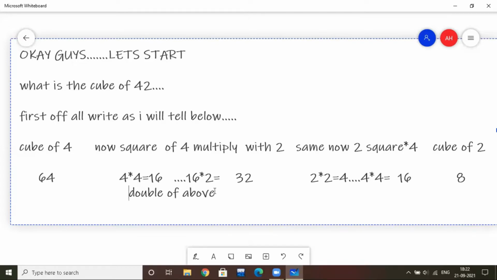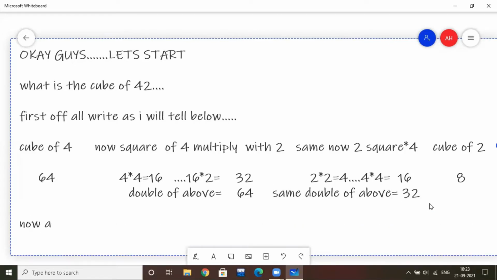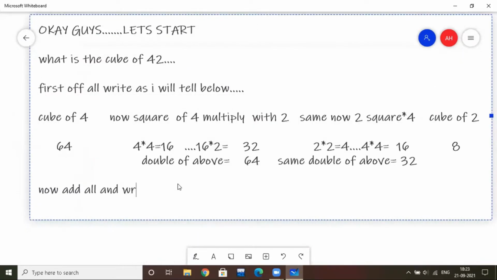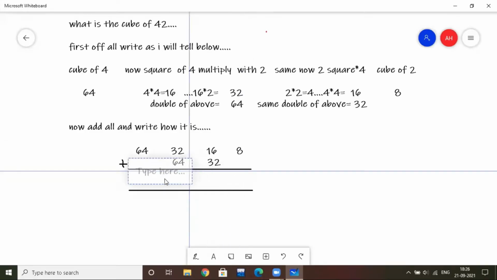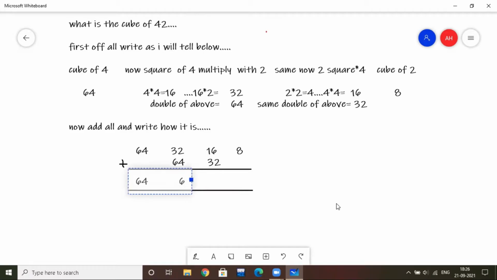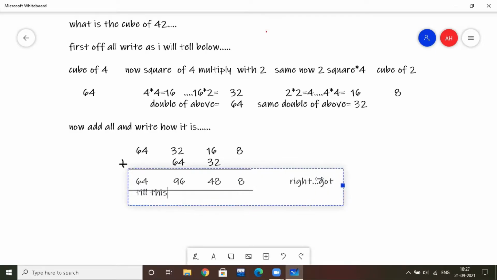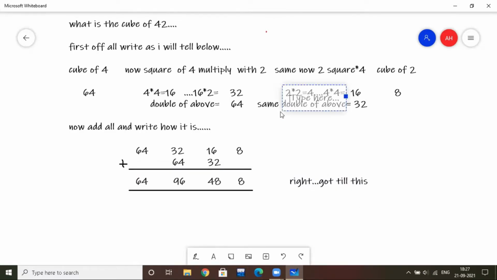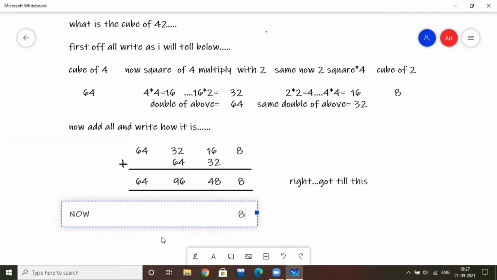Okay, now double the numbers which are there in the middle. 32 double is 64 and 16 double is 32. Okay, now just add. As I have written, 64, 32, 64, 32, add. Okay, 64; 32 plus 64 is 96; 16 plus 32 is 48; 8 plus 0 is 8. Nothing is there below means you can consider it as 0. Okay, we got 64, 96, 48 and 8.